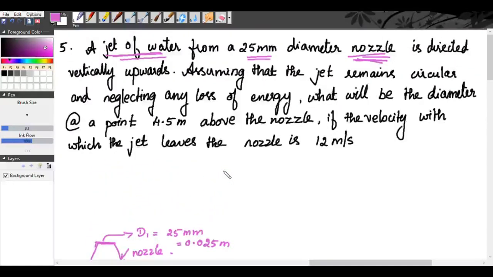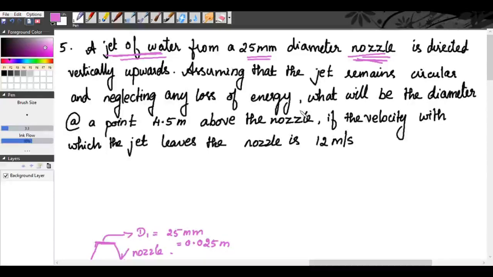Now, it is poured, that water is pushed vertically upwards, assuming that the jet remains circular. So when you push the jet, it remains circular and neglecting any loss of energy, because you have not studied any losses so far. We will study the losses of energy in the coming chapters. So now you are assuming there is no loss of energy. You are neglecting the loss of energy.